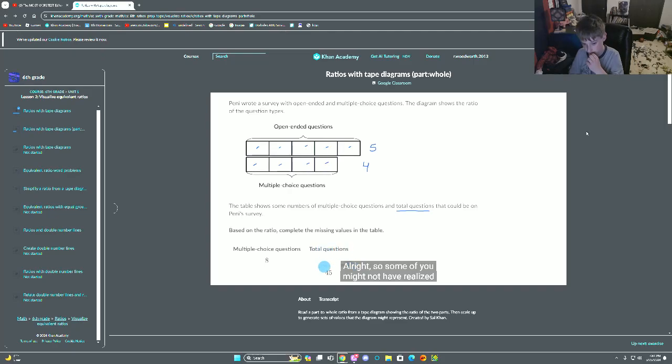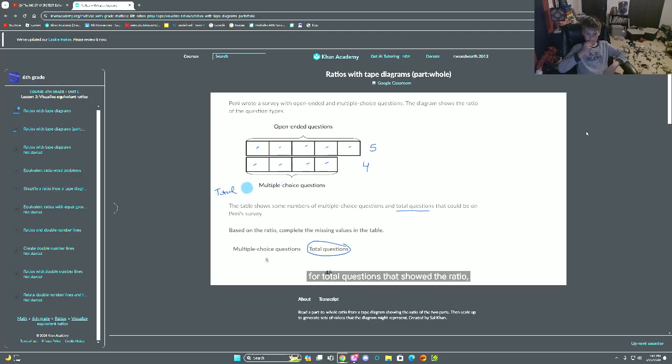Alright, so some of you might not have realized that it says total questions here. It does not say multiple choice questions and open-ended questions. So one way to tackle this is to think about, well, what is going to be the ratio between multiple choice questions and total questions? So let's think, if we were to create another bar for total questions that showed the ratio, for every 5 open-ended questions, you'll have 4 multiple choice questions, and you would have 9 total questions.